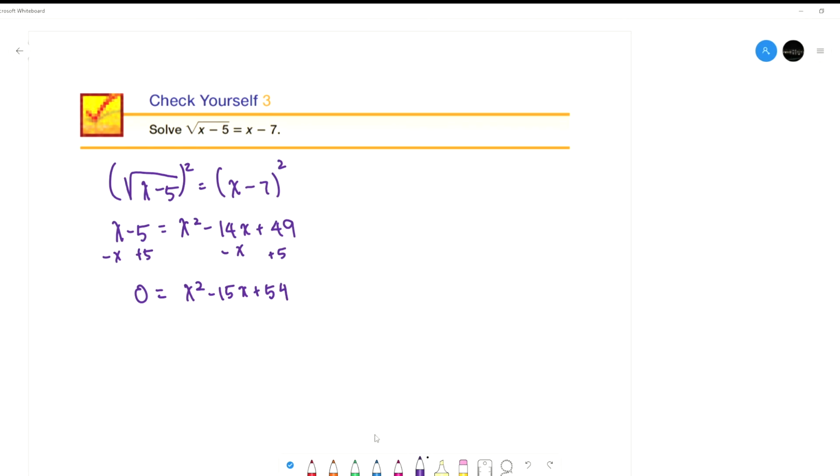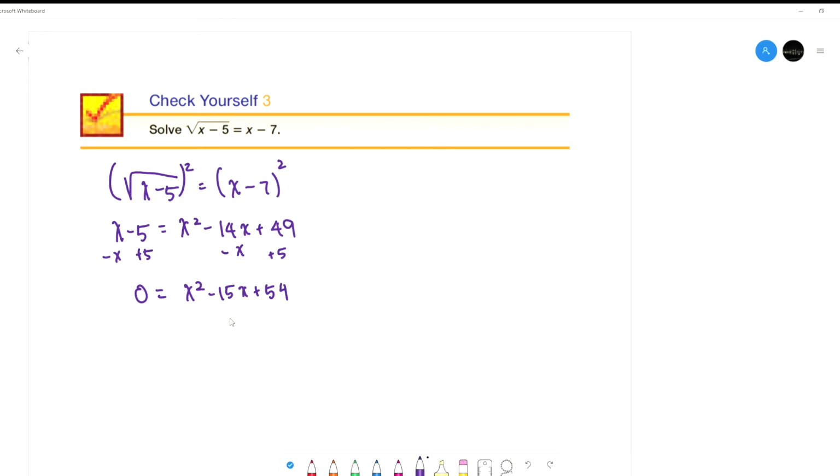Just quickly recap. So I have to square both sides, right? So I get x minus 5 on the left-hand side. Right-hand side, I get x squared minus 14x plus 49. And because the x squared is positive on the right-hand side, I'm going to bring the x minus 5 to the right. So I subtract x and add 5. So I have 0 on the left-hand side is equal to x squared minus 15x plus 54.